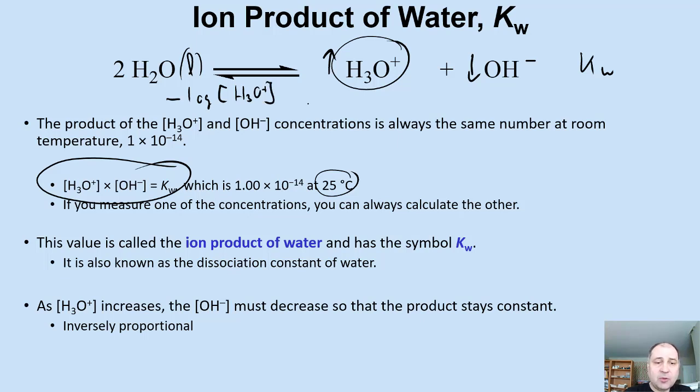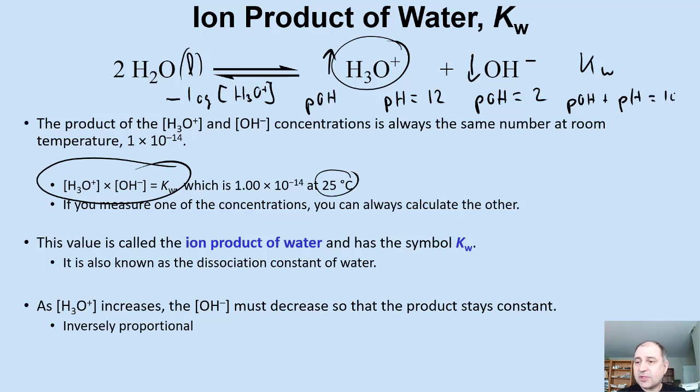There's also something called the pOH, and these all are in a relationship, right? So if you have a pH that's equal to, let's say, 12, then the pOH is equal to 2, okay? And so the relationship here is that the pOH plus the pH is equal to 14. So those two always add up to 14.